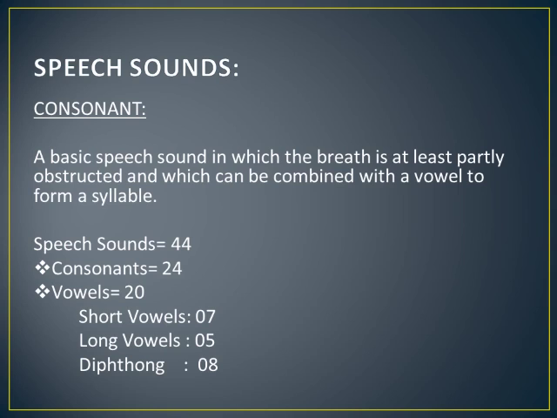When you speak vowels, there is no obstruction of air between your lips and the larynx, but when you try to say a consonant sound, there is somewhat of an obstruction in the passage between the larynx and the lips.